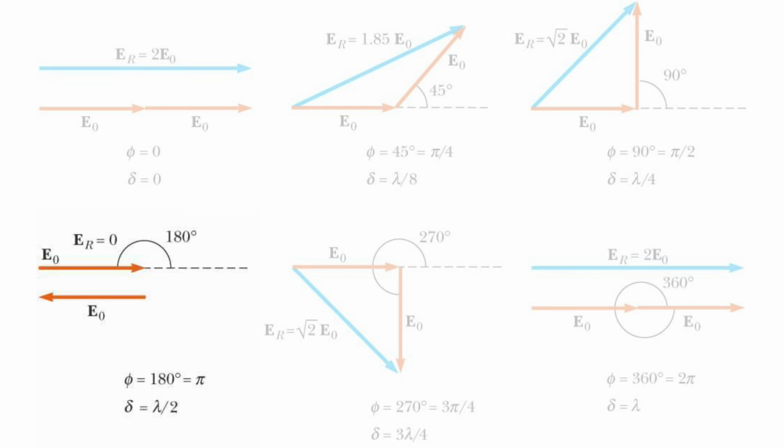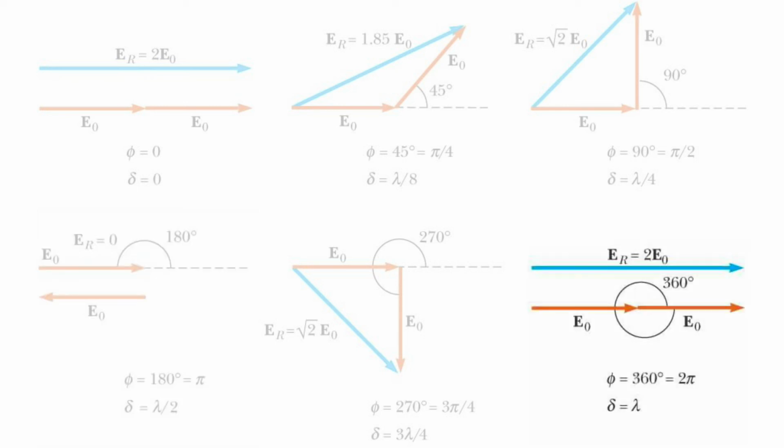And skipping straight back then to the last example, this is what happens when we have a path length difference equal to 1 wavelength. Our phase difference is therefore going to be 2 pi, and when we add these two vectors together, we see that the resultant vector has an amplitude of 2E naught. And that's how we add two waves together via the phasor method.